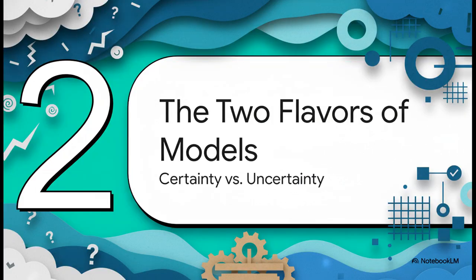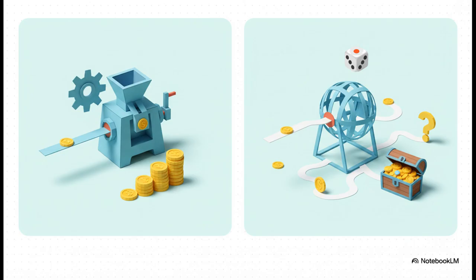Now, models are not a one-size-fits-all kind of deal. They basically come in two main flavors, and the biggest difference between them comes down to how they handle one really crucial thing: uncertainty. On one side, you've got deterministic models. Think about a compound interest calculator. You plug in the numbers, you get the exact same answer every single time. It's totally predictable.